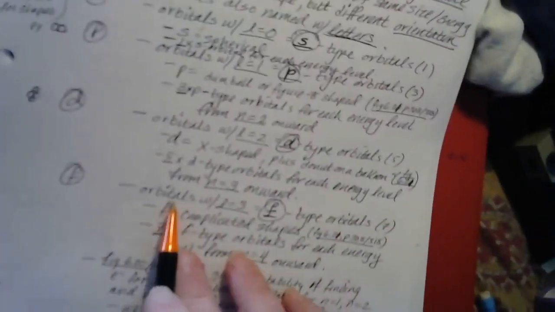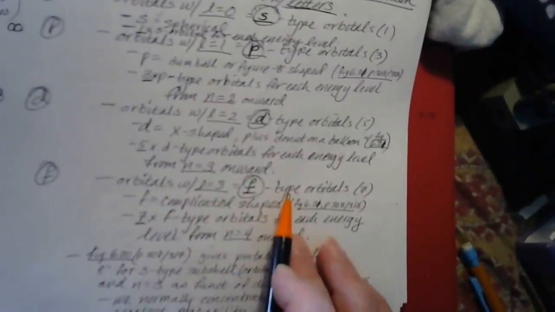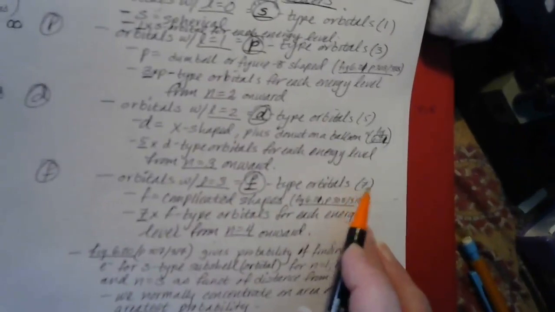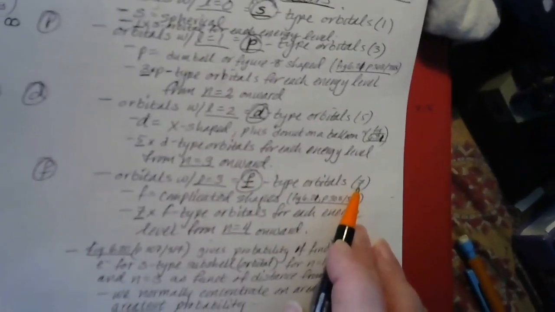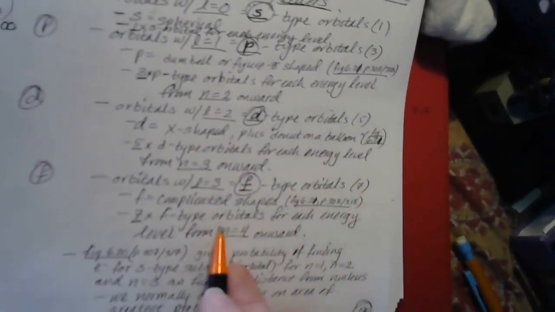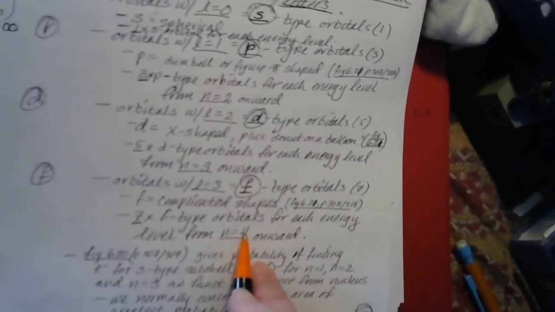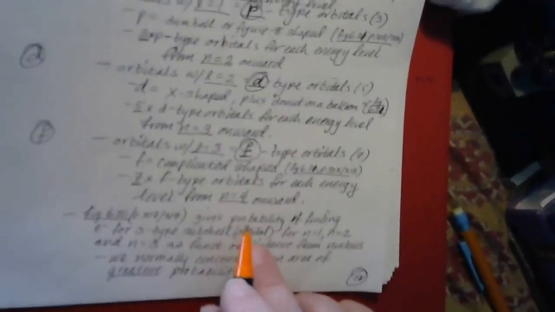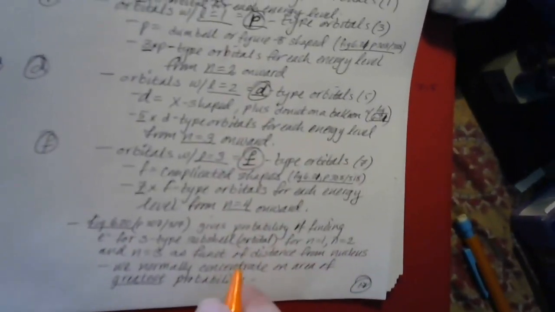Looking back here momentarily, if l equals 3, that's known as an f-type orbital. And there are 7 f-type orbitals in each energy level, starting with n equals 4. The shapes of the f orbitals are really complicated. Certainly, I don't expect you to know anything about the shape of those, but you can see the shape if you look at that figure 6.21, and I will show them here.